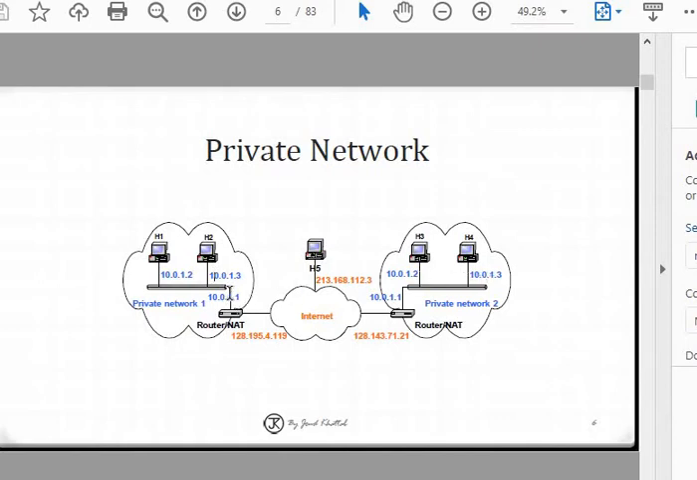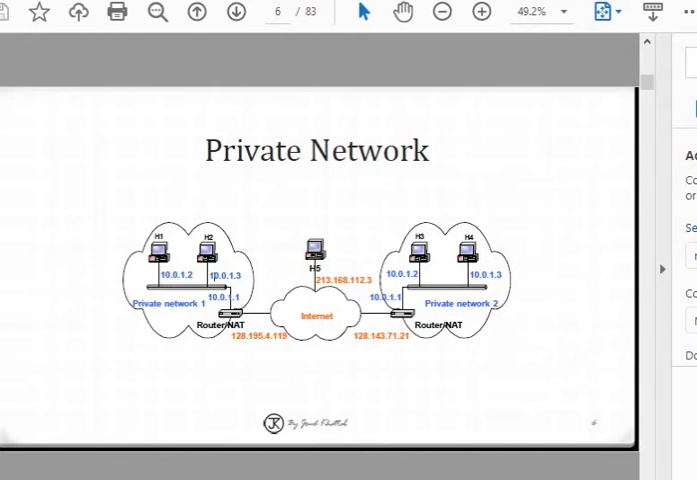So this violates a constraint. Someone has said that a system has a unique IP address, but here we are saying that two systems have the same IP address, let's say H1 and H3, and H2 and H4. So now the question comes: is it possible? The answer would be yes as well as no. In terms of a private network, yes, it is possible. In terms of a public network, no, it is not possible.